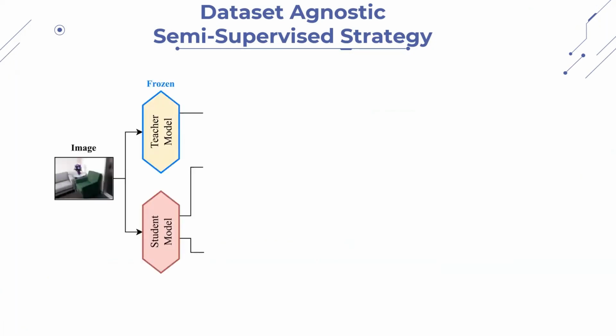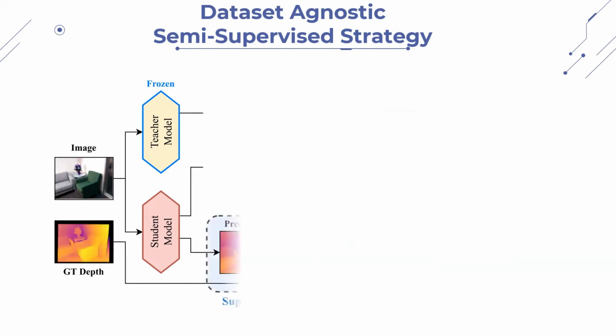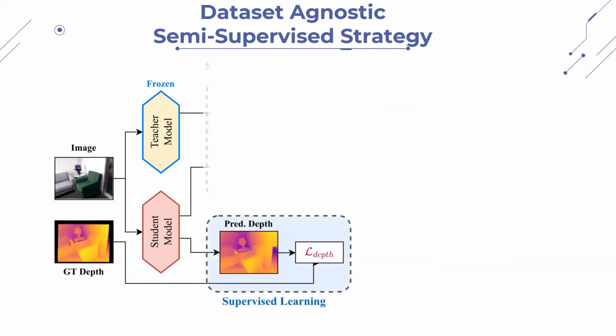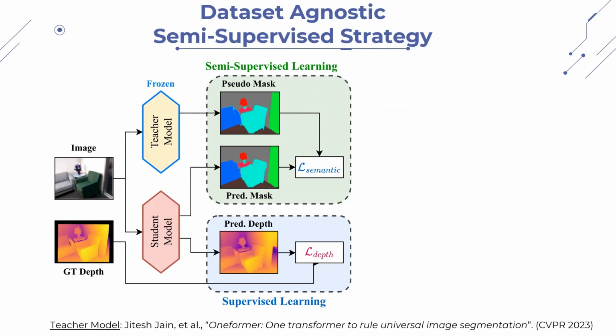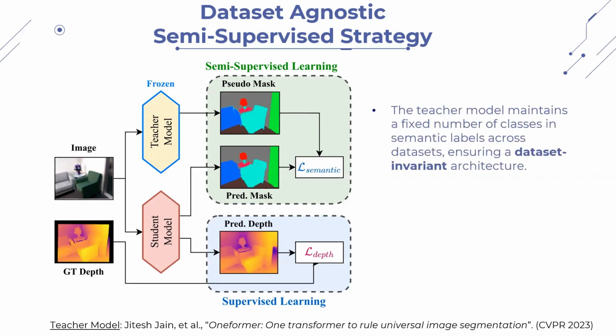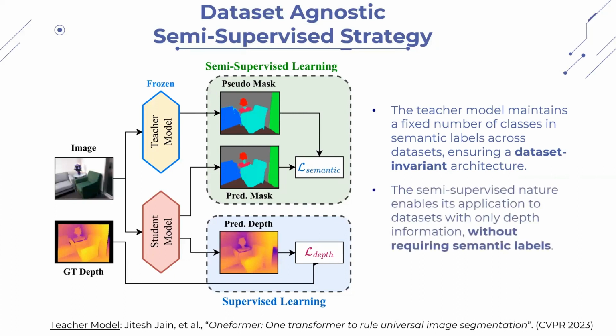Our proposed data-agnostic semi-supervised strategy utilizes a teacher and a student model for learning depth and semantics. In this approach, depth is learned in a supervised manner from ground truth, and semantics is learned in a semi-supervised manner from pseudo-labels produced by the teacher. We utilize a pre-trained OneFormer model as a teacher and our proposed model with Symbiotic Transformer as a student. In this method, our teacher model maintains a fixed number of classes in semantic labels across datasets, ensuring a dataset-invariant architecture. Moreover, the semi-supervised nature enables its application to datasets with only depth information without requiring semantic labels.